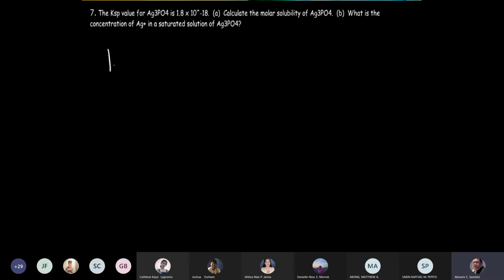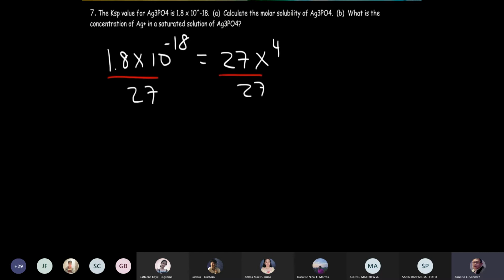So the Ksp for silver phosphate is 1.8 times 10 raised to the negative 18. And that's equal to 27x to the fourth power. Now the first thing you want to do is divide by the coefficient 27. That's step one. So if you divide it by 27, this is going to be 6.67 times 10 to the negative 20. And that's equal to x to the fourth.